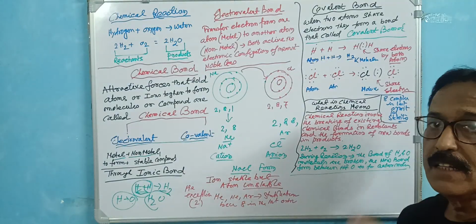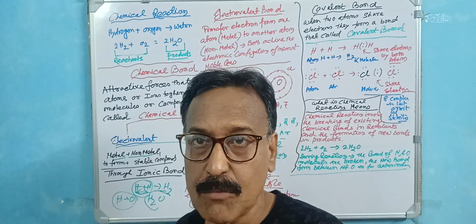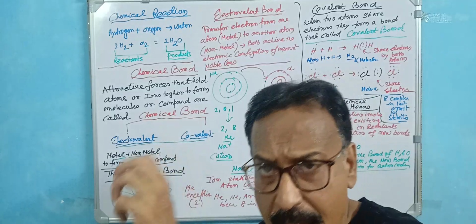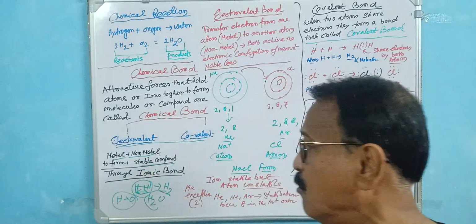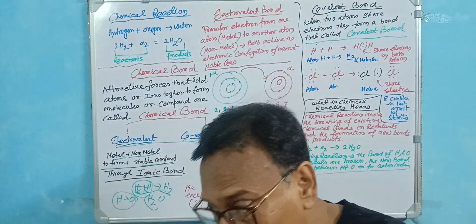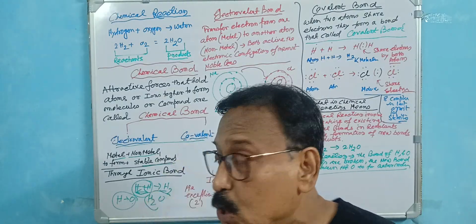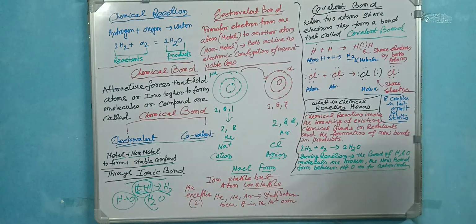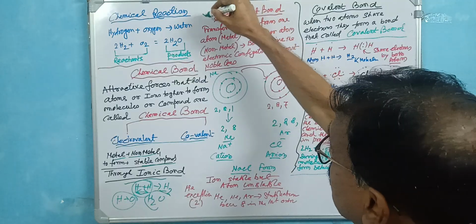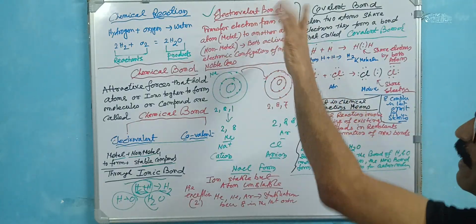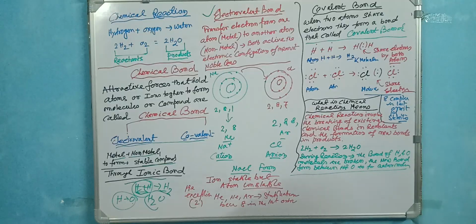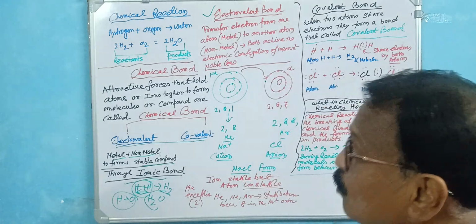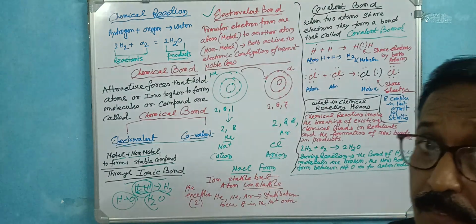In the case of the electrovalent, one is the donor, one is the acceptor. In general, metal is the electron donor and the non-metal is the electron acceptor, to form a stable compound through the ionic bond. So the bond created here is called the ionic bond. Is it okay? Now let us discuss the covalent. This ionic bond is otherwise called the electrovalent bond. Is it clear to you? In which way are the molecules formed? In which way is the bonding there?